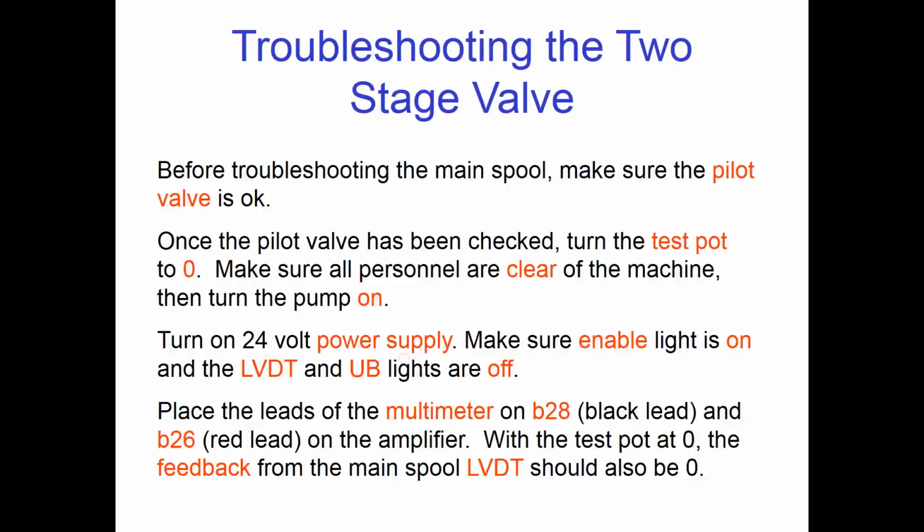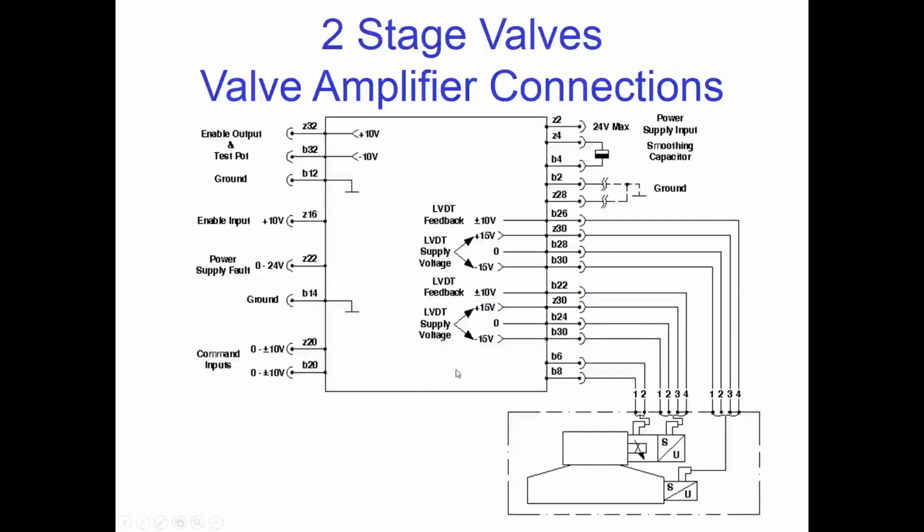Turn on your power supply. Make sure your enable light is on. The LVDT and UV lights are off. Put the multimeter on B28, the black lead, and B26 for the red lead, and with the test spot at 0, feedback from the main spool LVDT should also be 0. Okay. This is the two-stage valve connector amplifier.